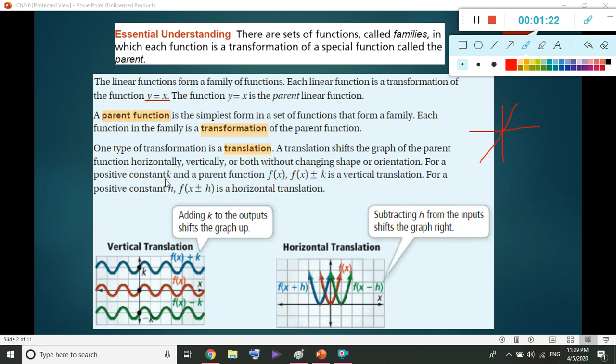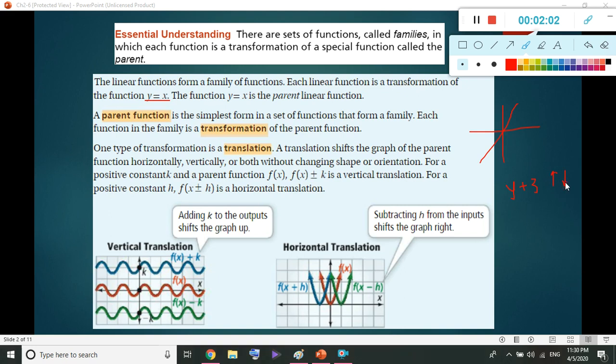Now, for a positive constant k, a parent function f(x) plus or minus k is a vertical translation. For a positive constant h, f(x plus or minus h) is a horizontal translation. Let's keep in mind that k is the vertical translation and h is the horizontal translation. But how can we differentiate between them? For example, if I gave you f(x) plus 3, you're going to move it vertically, either upward or downward.